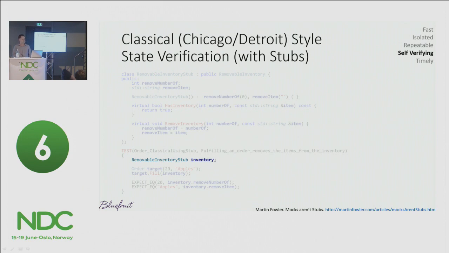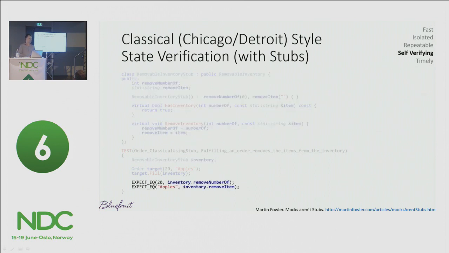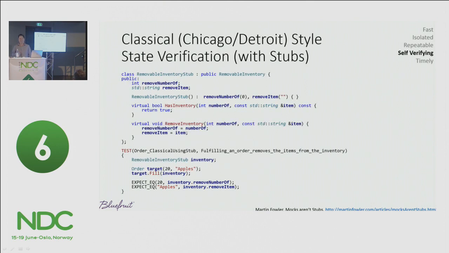In this case, an object that implements the removable inventory interface is required to fulfill the order, and I'm using a removable inventory stub object as the collaborator to fulfill that dependency. Whether the test has passed or failed is verified using the state of either the system under test or one of its collaborators. This is the important bit with classical TDD, it's done on the state. In this case, it's verifying using the collaborator. Classical testers tend to only care about the final state, not how the state was achieved.